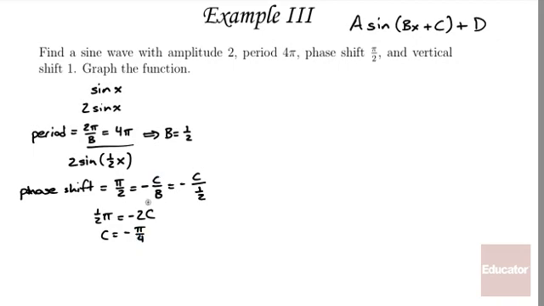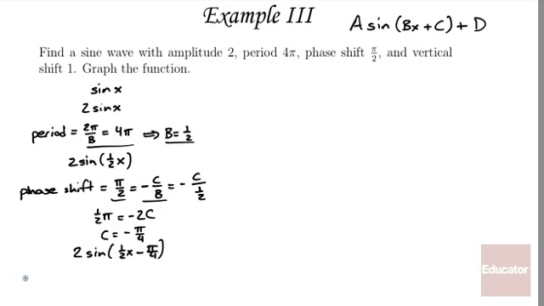So I got that from the equation negative c over b is equal to pi over 2. And I already figured out my b. Now I can figure out my c. So the next part of that equation is 2 sine of 1/2 x minus pi over 4.